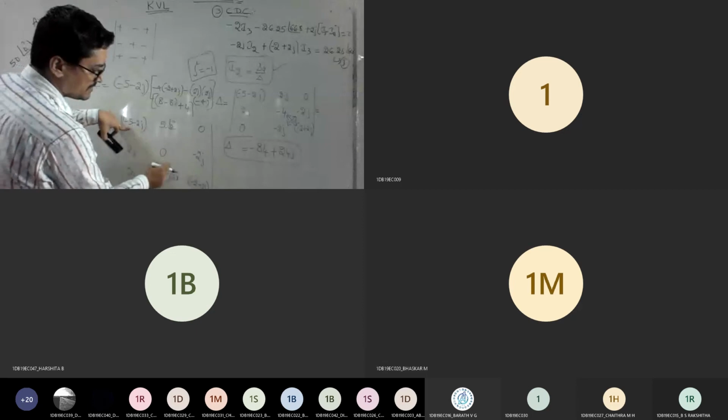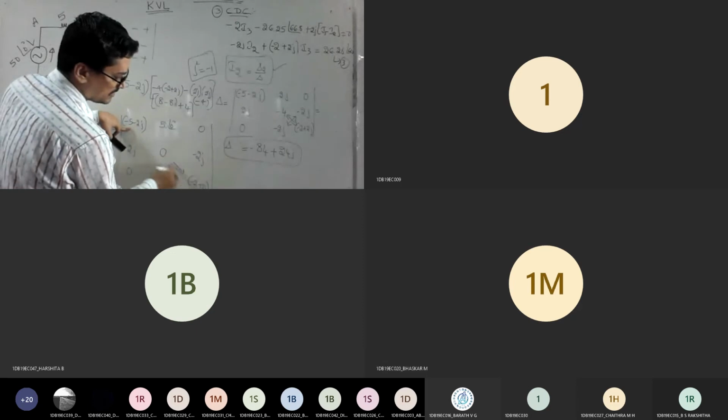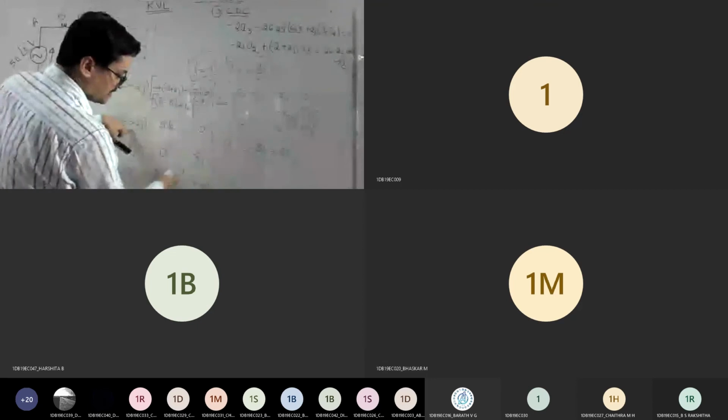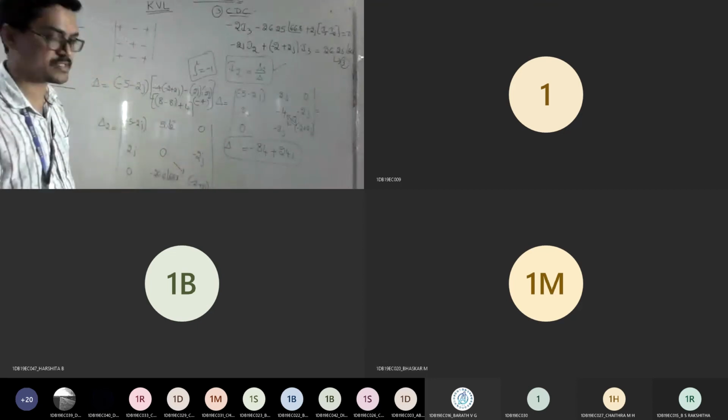Take this element, look here, any 0 is there. If you multiply this 2, it becomes 0 only. Cut it. Then again, this 2, check what the answer is.